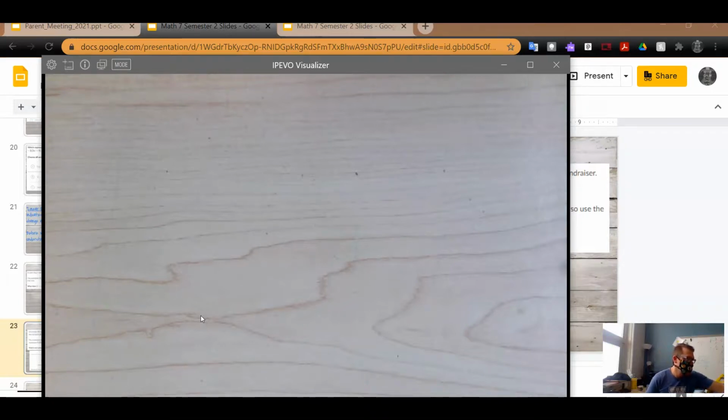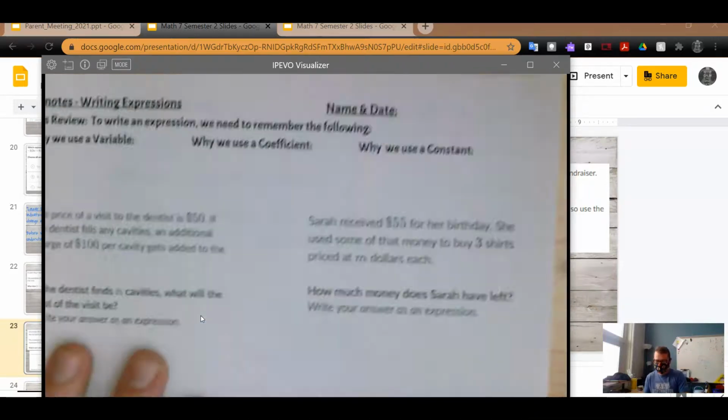So your name and date should be on the top of this paper. I left you space on this one, actually. Look, I'm getting better.